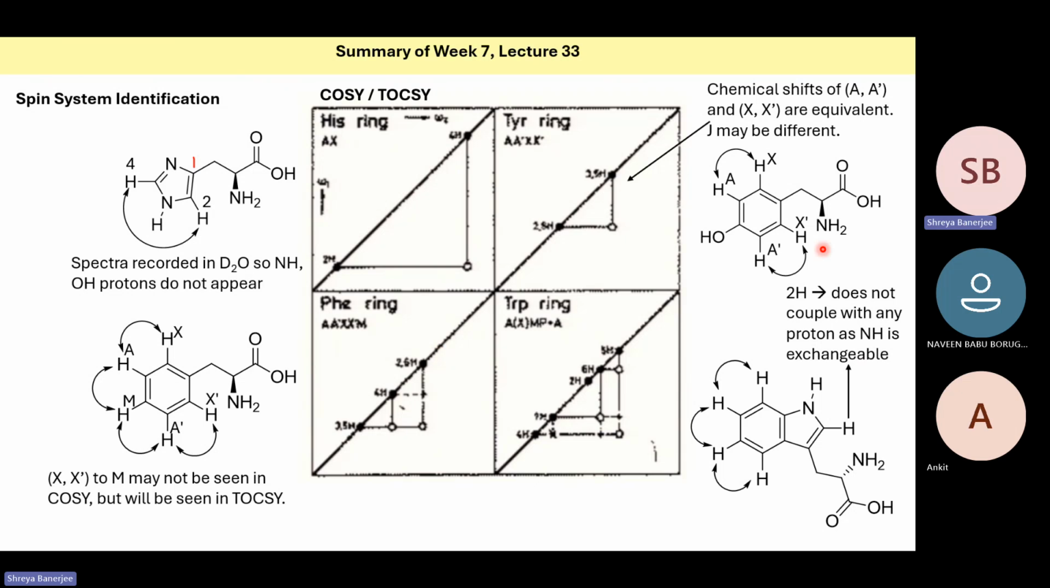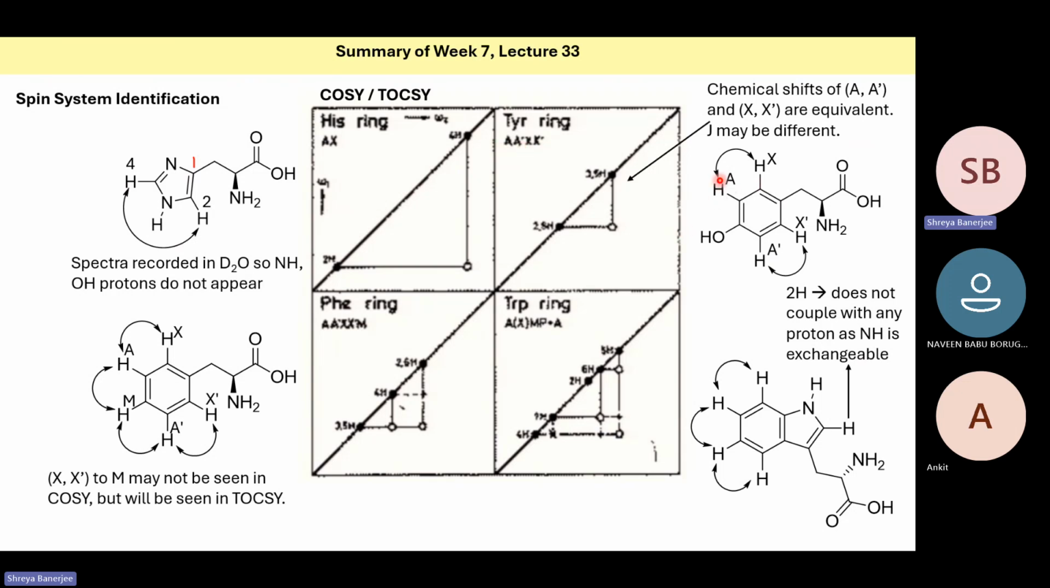So we'll first look at tyrosine because the number of protons in tyrosine is less. In tyrosine, you have two protons ortho to the OH group. We have labeled those as A and A prime, and two other protons which are meta to the OH group labeled as X and X prime. Again, we are only looking at the aromatic ring. We don't consider the OH proton because it is exchanging with the solvent. So in the aromatic ring region, we will see four protons, A, A prime, X, and X prime.